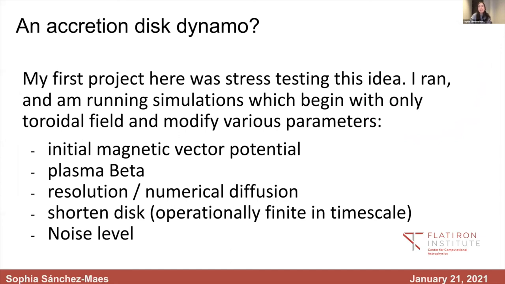But the things that I was actually modifying in the simulations that I was able to run were the initial magnetic vector potential by implementing the Komissarov torus instead of just doing a Fishbone-Moncrief like typical.